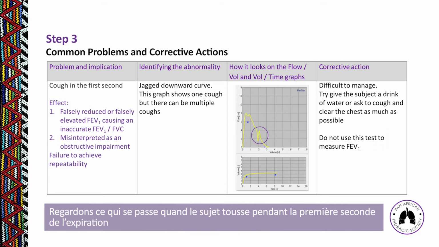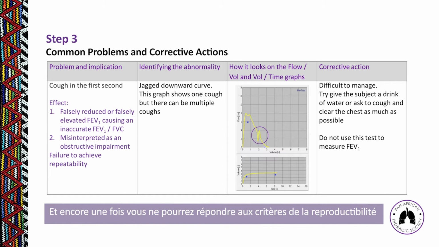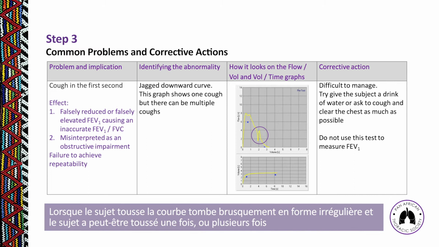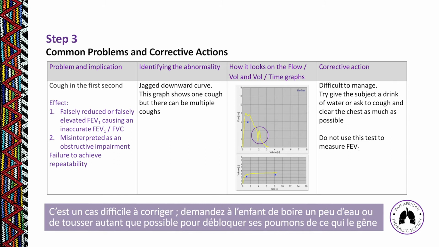Looking at a cough in the first second of the blow, this will falsely reduce or falsely elevate the FEV1, causing an inaccurate FEV1 and FVC, and ratio of the FEV1 to the FVC. This can be misinterpreted as an obstructive impairment, and again, you will have a failure to achieve repeatability criteria. A cough is seen by a jagged downward curve, and this can be either just one cough or there could be multiple coughs. So it's difficult to manage. Try to give the subject a drink of water or ask them to cough and clear as much as they can of the irritation from their test.